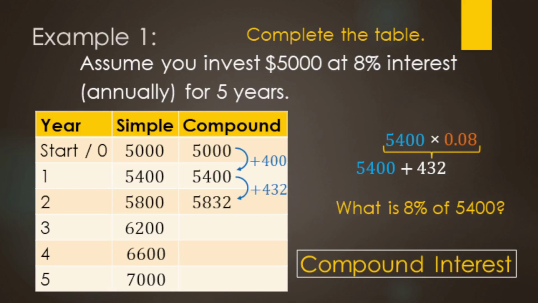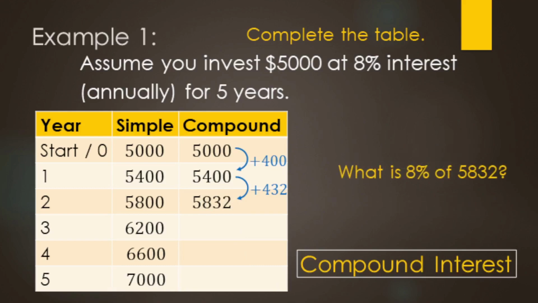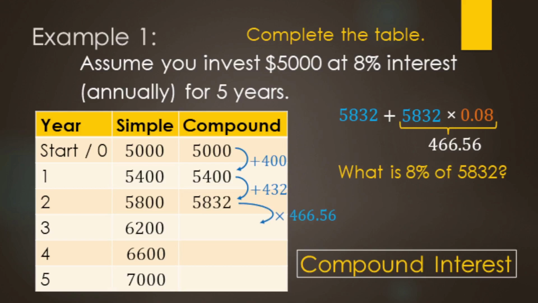5,832. Same idea. Now we're going to find 8% of the initial amount plus how much we've earned in interest, okay? So we're finding 8% of 5,832, right? So 5,832 times 0.08. So that's going to be $466.56. And we're adding to that the previous amount, 5,832, right? So here we go. We're adding $466.56 onto that. So now at year 3, we have $6,298.56.